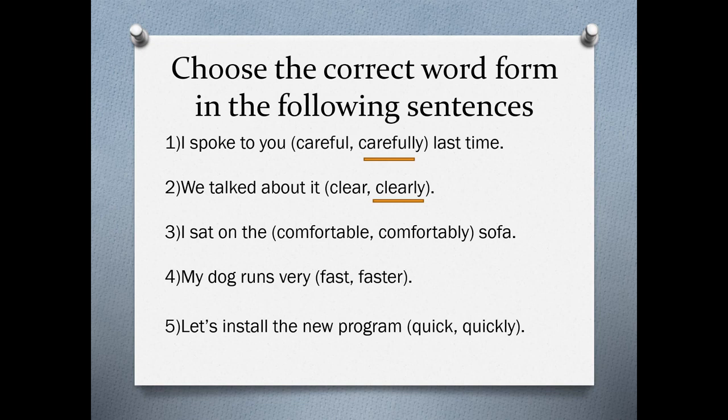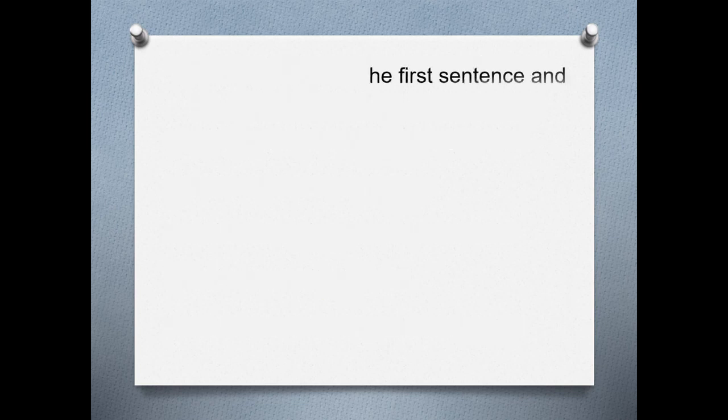Okay, next one. I sat on a comfortable sofa. So comfortable is correct one. Okay, next one. My dog runs very fast. Okay, fast is correct one. Okay, last one. Let's install the new program quickly. So quickly is correct one. So I hope you check yourself. Okay, let's go ahead. Next exercise.